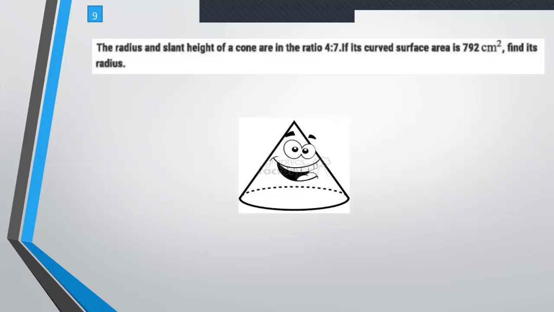The radius and the slant height is 4:7. So if the radius is 4x, then L is 7x. That's it. As simple as that. 4x, 7x. If curved surface area is 792, CSA is given to you. Find the radius. Chalo, do it. Same type of sum now put in the form of ratio. Don't take anything as 4 and 7 and do. Take it as 4a, 7a or 4x, 7x, something like that.